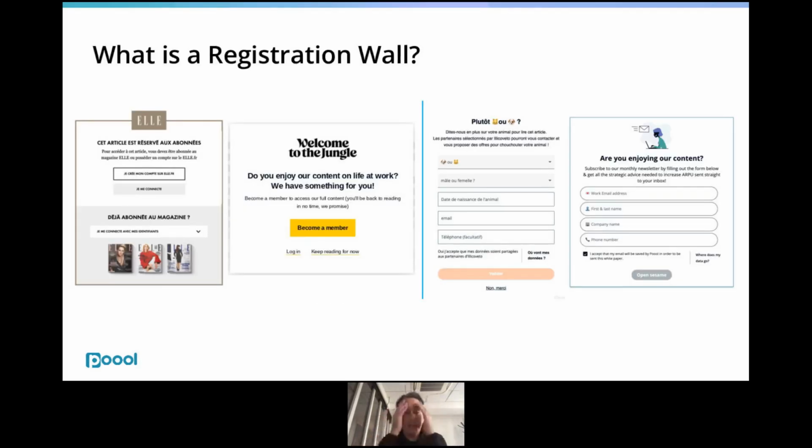And there are many ways to do registration walls. We got some examples of some of our clients here. Elle, for example, on the left, a lifestyle magazine from CMI in France. They started working with us just to help get readers to become members, and then they went on to launch digital subscription.